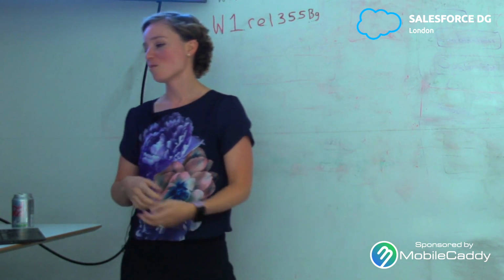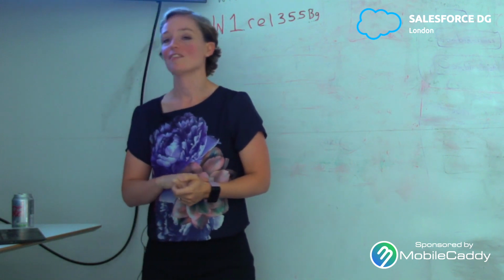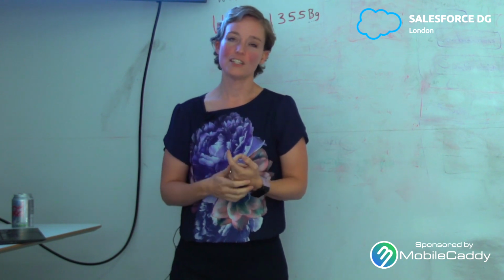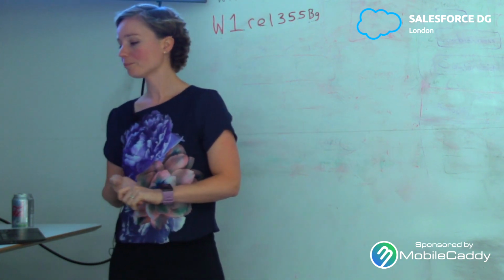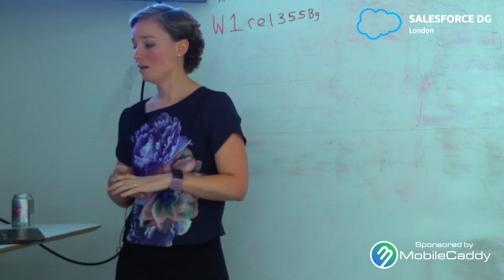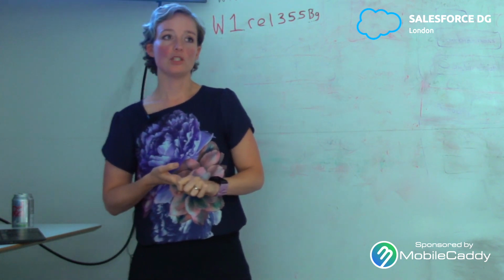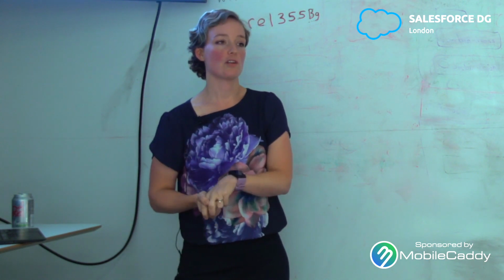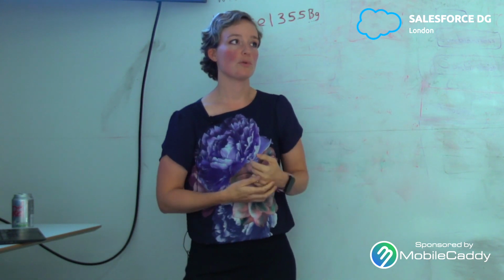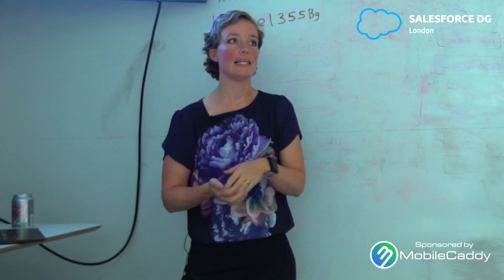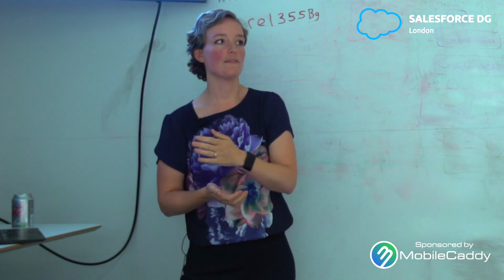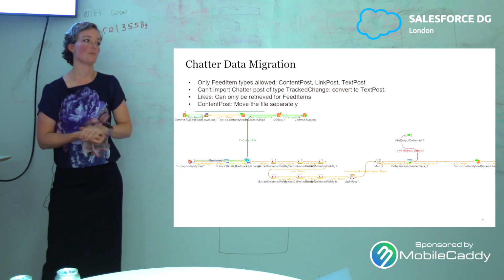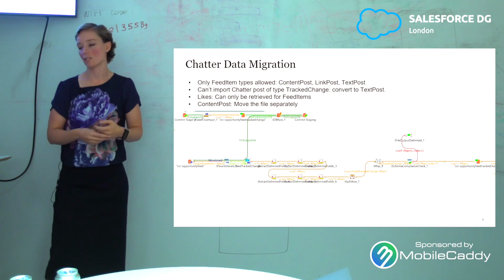Then, as I said before, with the likes, you can only retrieve the likes for feed items. The feed comment likes, you can't really get to them. And then content posts. You need to keep in mind that if you migrate the content post, you need to also migrate the file separately. So you retrieve the content post, that's just the text basically, and the link to the file. Then you need to migrate the file, create the new content version, and then link to that in your content post to make sure it works when you migrate it.